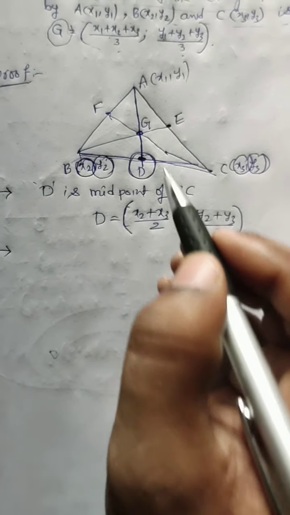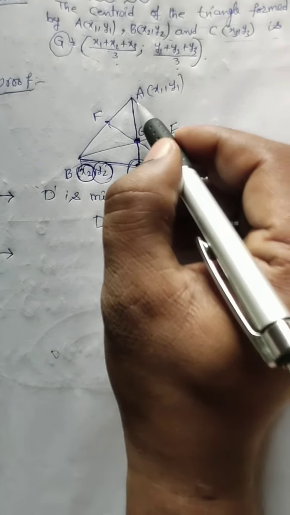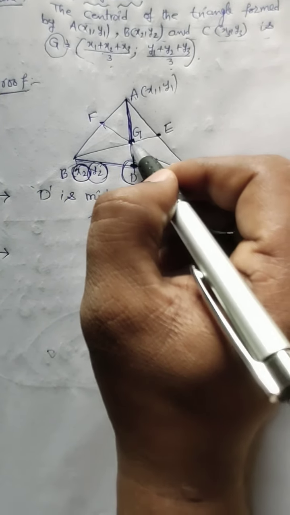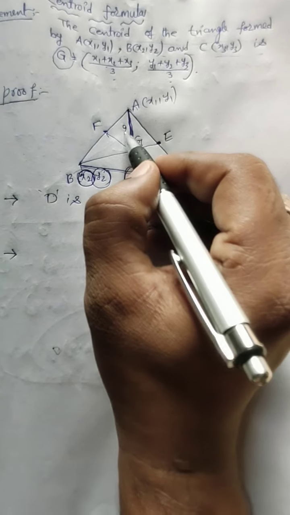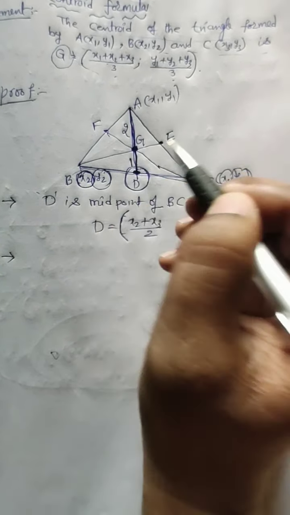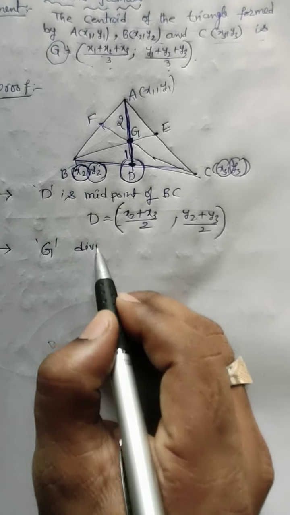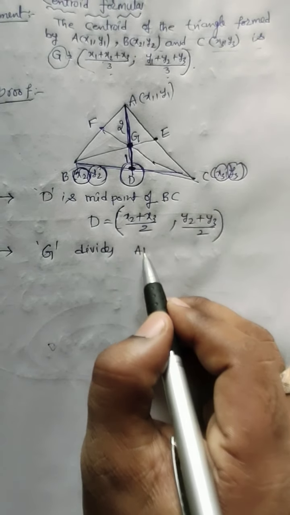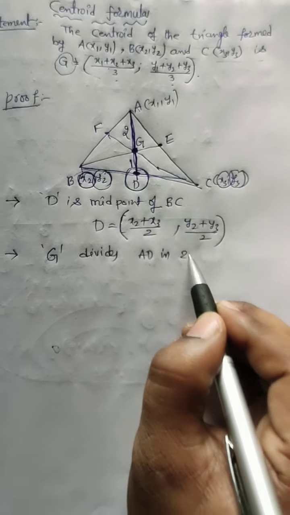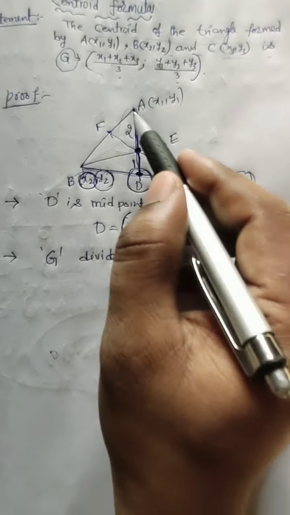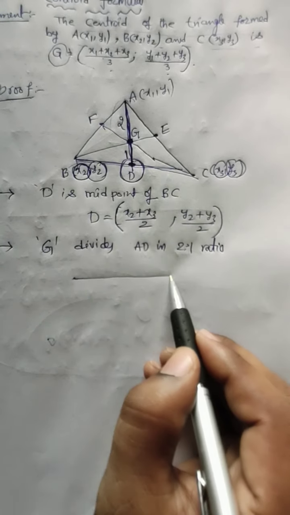After finding D, we want to know one more important point. See the diagram carefully. AD is the median, G is the centroid. What thing we know here? G divides AD in the ratio 2:1. That is the important point. G divides AD in 2:1 ratio.